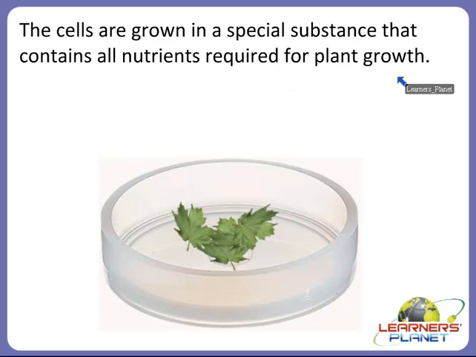Like we just discussed that we can grow it in a flask, in the same way we can also grow these cells in another special substance, known as a Petri plate. This is a picture of a Petri plate in which we have kept some leaves. We can also keep a single cell. We can provide this single cell with all the vital nutrients, and then it will grow into a plant.